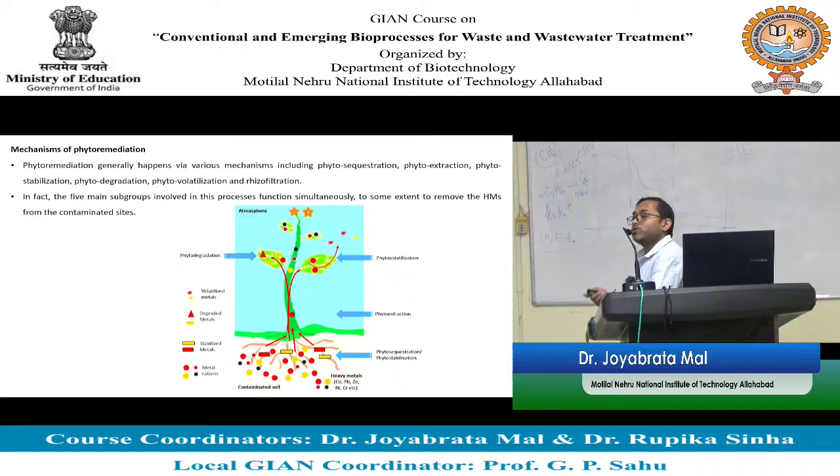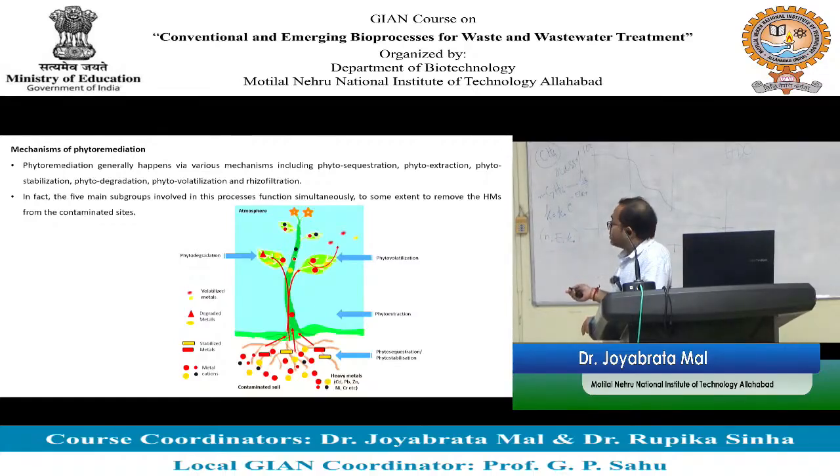Previously at least it was present in the soil only, but now it is entering into the food chain. So when you are following only these two mechanisms, phytostabilization or phytosequestration, you don't need to worry about what kind of plant you are using, because it is below ground. But as soon as you are following these three mechanisms, degradation, volatilization or extraction, you cannot use any edible plant for phytoremediation. That is one of the major things you have to follow.